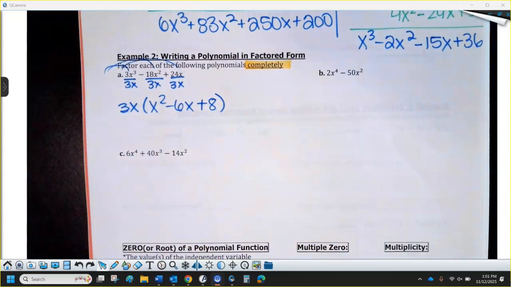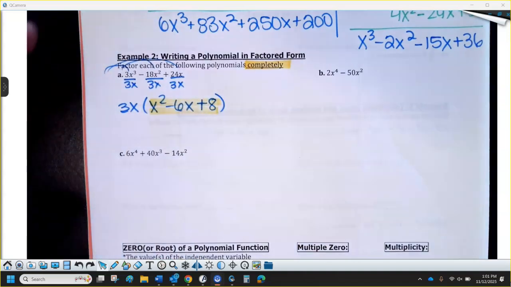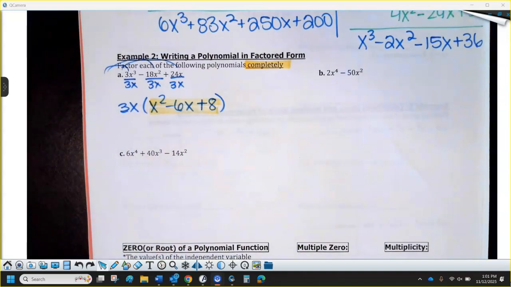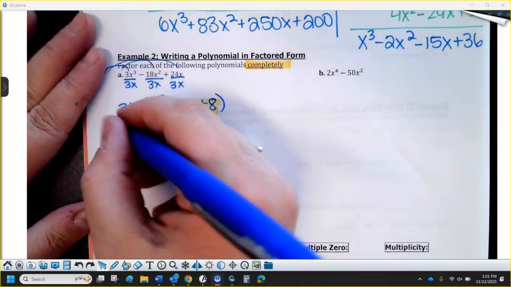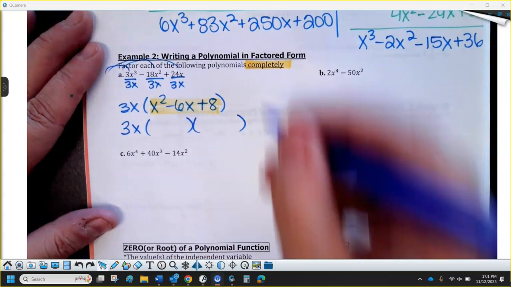Now, not always, but generally speaking, if you see something in the directions that says completely factor, what it's trying to imply to you is probably whatever you had in the parentheses could be factored a little bit further, which is totally the case for this question. So this is just back to two sets of factors here. Now I'm going to write this.